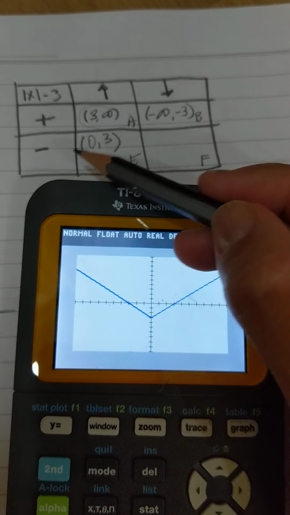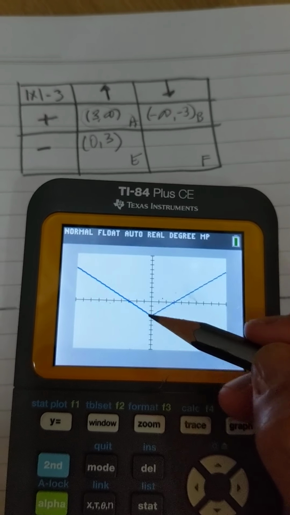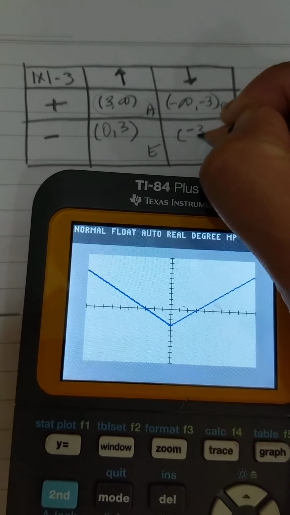Then my last step: when is it negative and decreasing? It's negative down here and decreasing on the left side of the x-axis. So from negative 3 to 0. So I'm going to write that here.